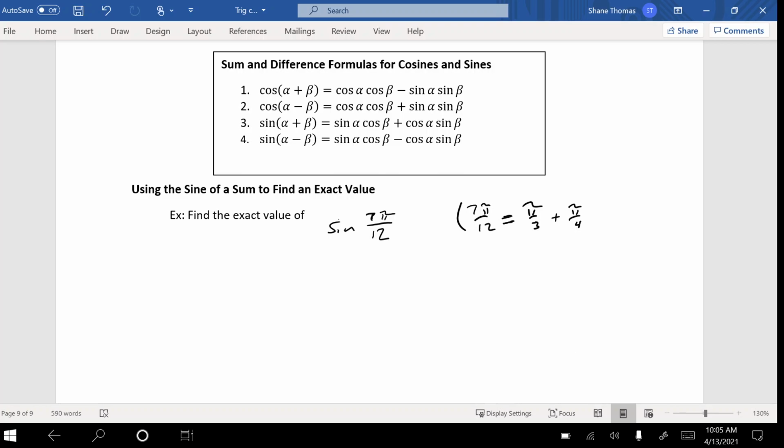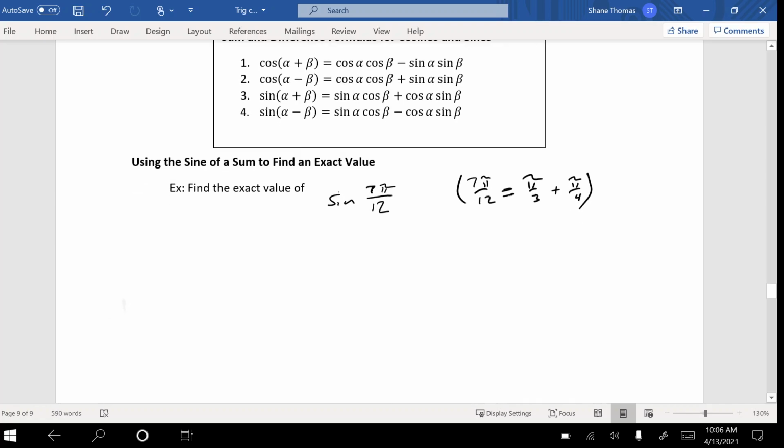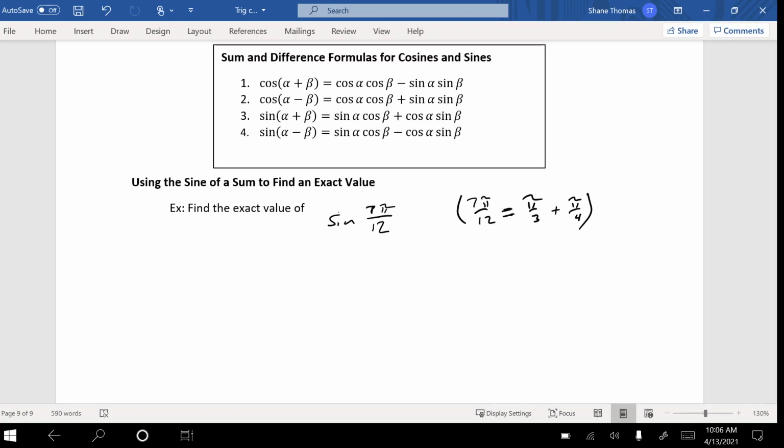There will be hints a lot of times. Quite often you'll have a problem like this that says find the exact value of sine 7 pi over 12, given that 7 pi over 12 is equal to pi over 3 plus pi over 4. You're going to see that quite often in homeworks or on a test. So looking at this, I am going to use sine because I want the sine function. And I'm adding the two angles together, correct? If I add the two, then I'm looking at number 3 up here. You with me? Sine, addition of two angles.